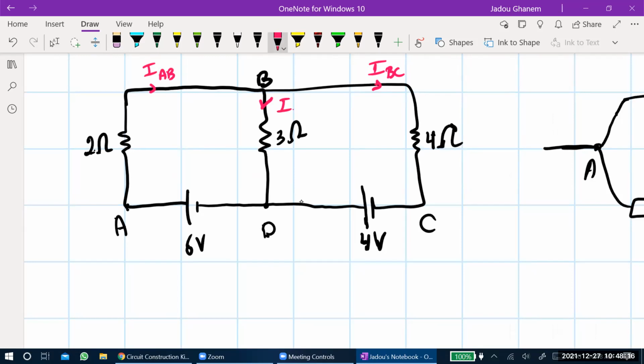Okay, so what you can do always, you can just choose any random direction and the results of each of these 3 currents, if it's negative, then you can expect that this current is in the opposite direction. That's all. So let's assume that the current IAB is from B to A. If we get a result for I equal -2 ampere, then we can say that the direction is in the opposite, not with the same sense that I have taken. Is that clear? Yeah.